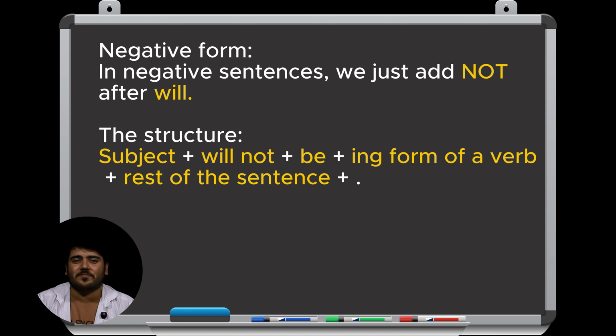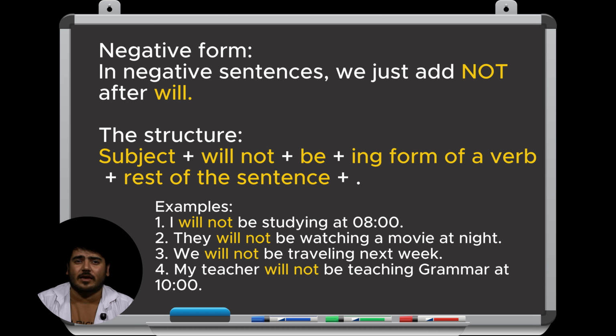Its negative form. In negative sentences, we just add not after will. The structure: we use subject plus will not plus be plus ing form and rest of the sentence. Like, I'll not be studying at 8. Or, they'll not be watching a movie at night. Or, we'll not be traveling next week. My teacher will not be teaching grammar at 10.